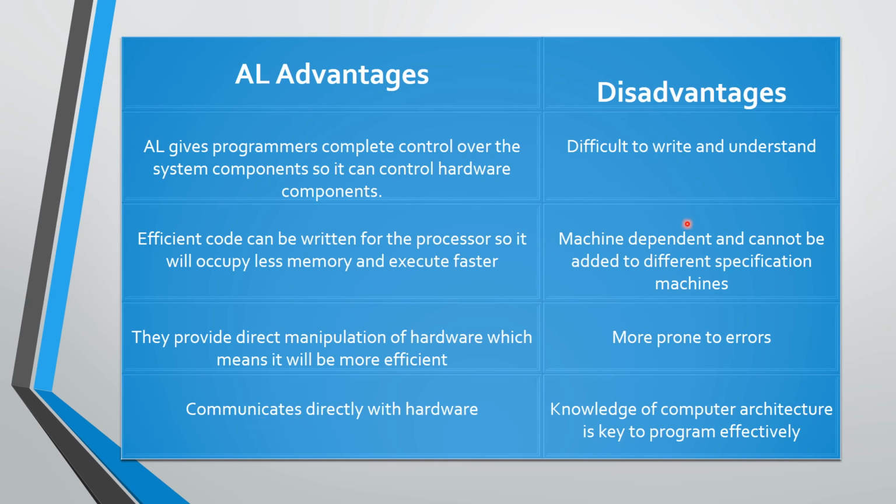On the other hand, there are some disadvantages of assembly language as well. It's difficult to write and understand because it's near to machine language, machine dependent, and cannot be used on different specific machines. More prone to errors, and knowledge of computer architecture is key to program effectively in assembly language.